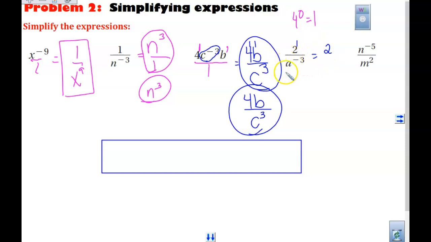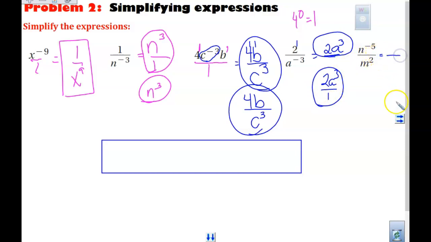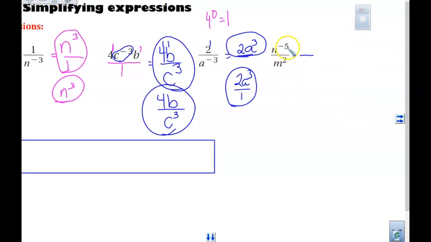Ivy, what's going to happen to a to the negative 3? Going to the numerator, and it's now going to become, instead of negative 3, positive 3. Do I have to put a denominator of 1? No. Could you? Sure, but you can just leave it like this. If you had 2a to the 3rd over 1, I'd count that correct also. Okay? So, we're looking at that last one, Maddox. What do I need to move, and when I move it, what's going to happen?